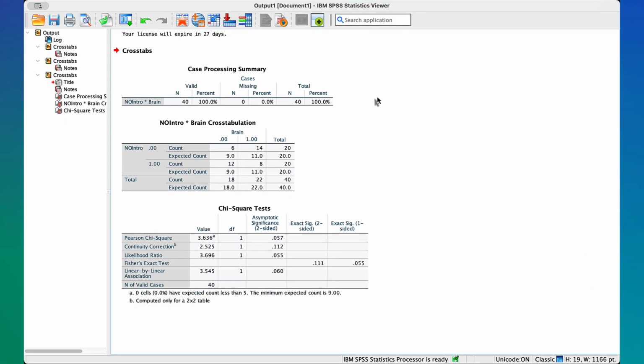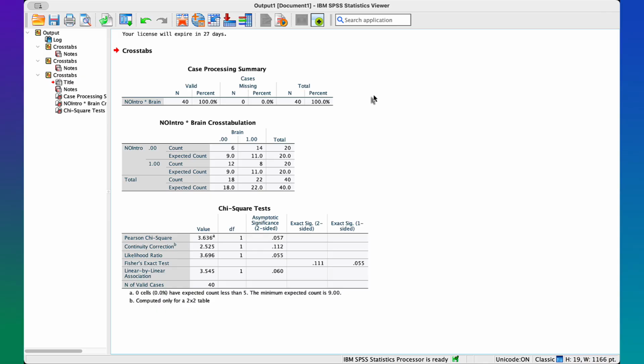So there you have it. SPSS will produce two tables in the output viewer. The first table is what we call the cross tabulation. It shows the number of students in each category, how many answered correctly or incorrectly, depending on whether they took the intro class. The second table is the chi-square test, and it shows your test statistic. Look for the Pearson chi-square value and its asymptotic significance, the two-sided value. This is your p-value.